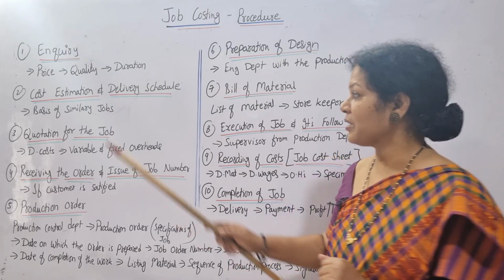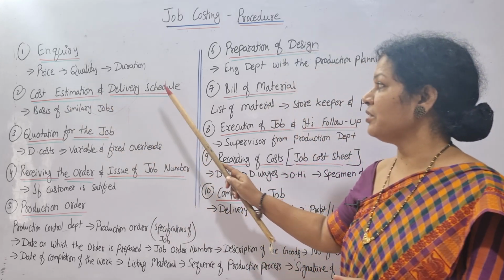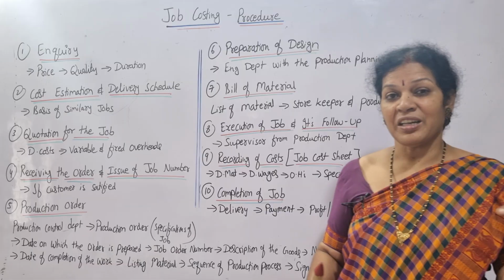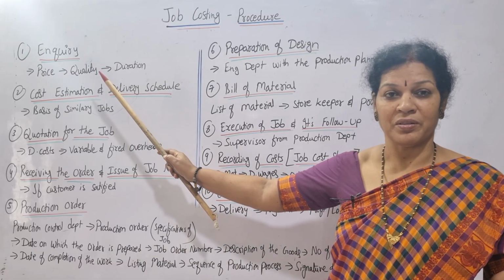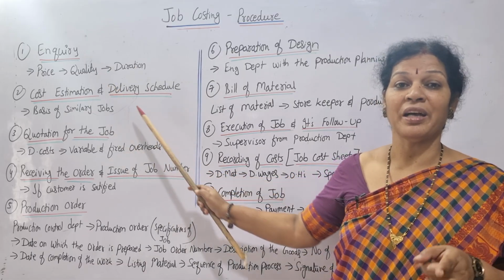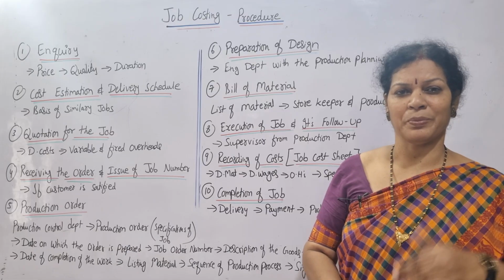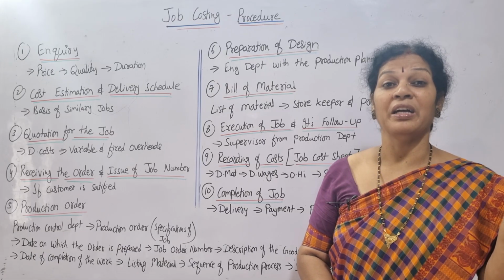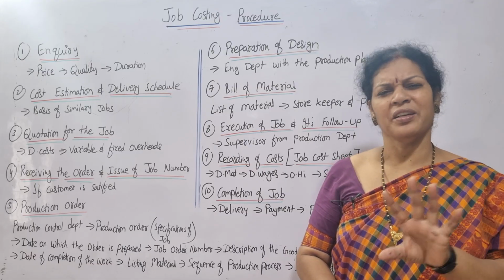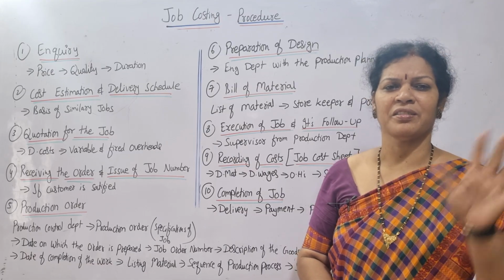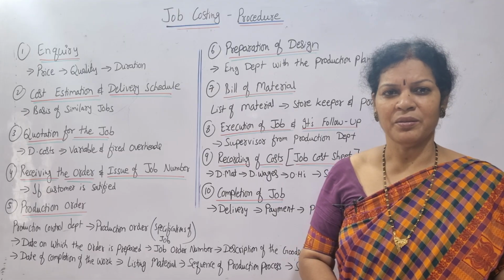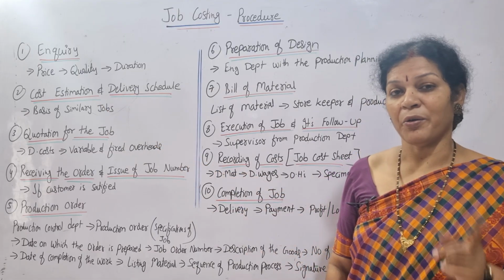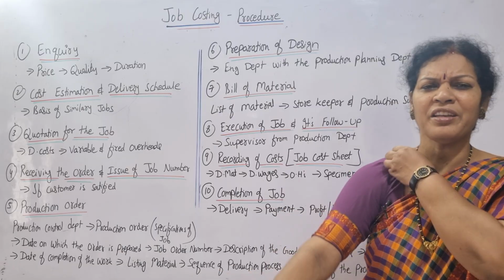Now the second step is cost estimation and delivery schedule. The customer's inquiry is over. Once he has inquired, he will ask about the cost, how much it would be. My customized product is like this, my expectations are like this, my design should be like this, and whatever he expects, everything is said very clearly to the production department. After that, they have to prepare the cost estimation. How do they prepare the cost estimation?